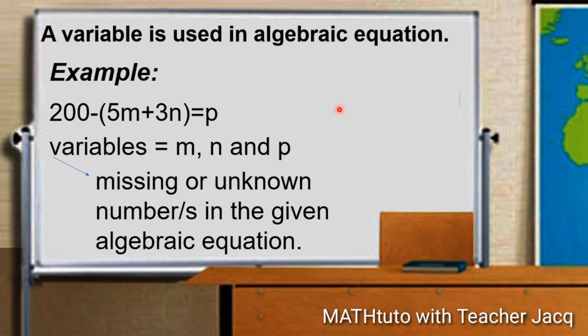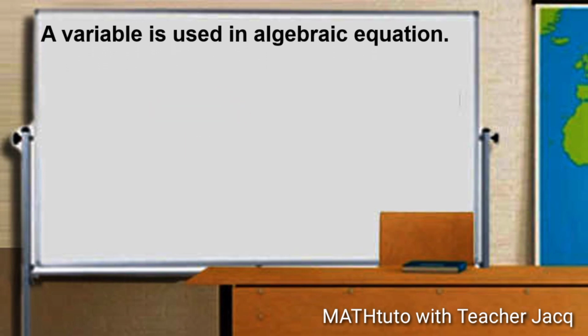What is the difference between an algebraic expression and an algebraic equation? In an algebraic expression, there is no equal sign, while in an algebraic equation, there is an equal sign, which shows that the two expressions on either side are equal. A variable is used in an algebraic equation.